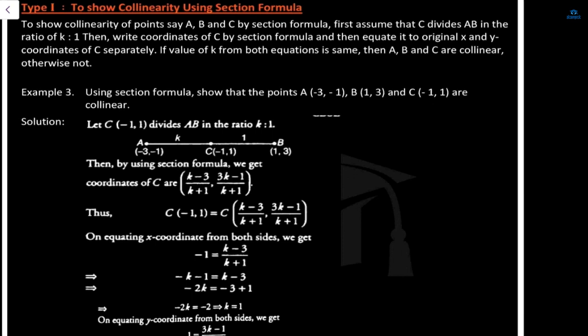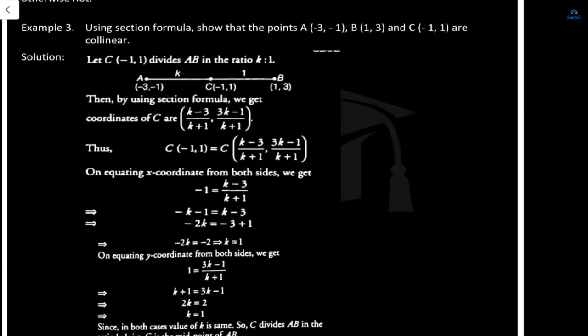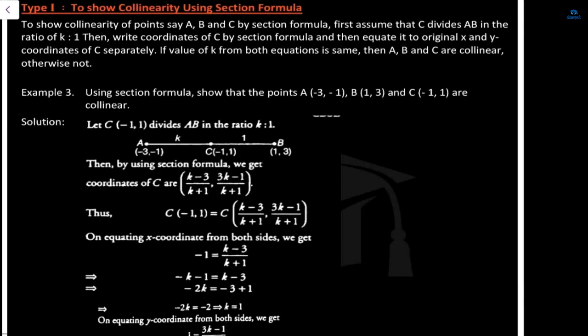Now you will compare the coordinates of C with the coordinates found with the help of the section formula, and you'll get the value of K. To confirm the value of K, you will compare both the x coordinate and y coordinate. Okay, let's see one question. Today we'll just see one question on the section formula, and tomorrow we can do more in the assignment.